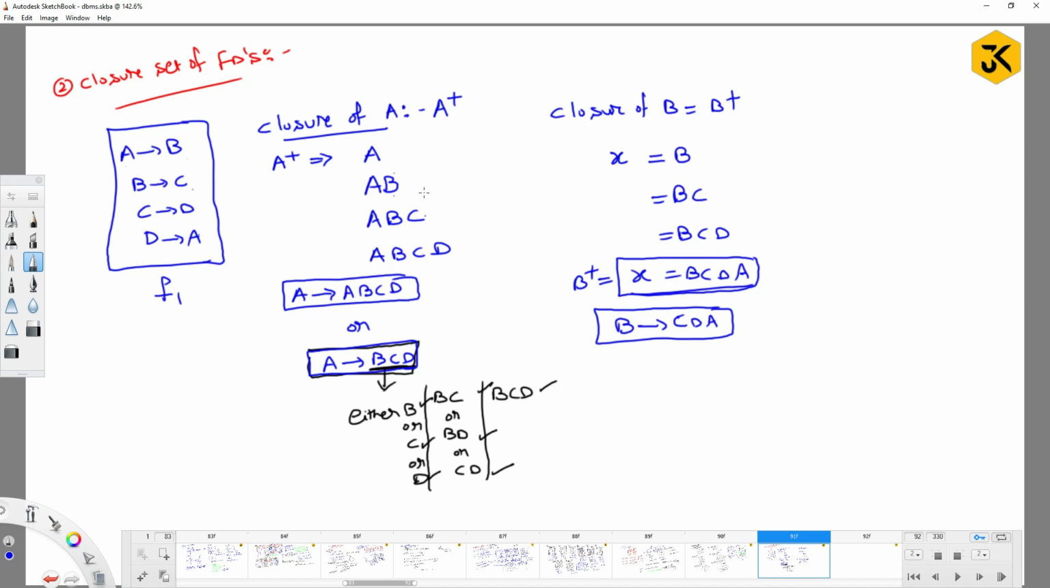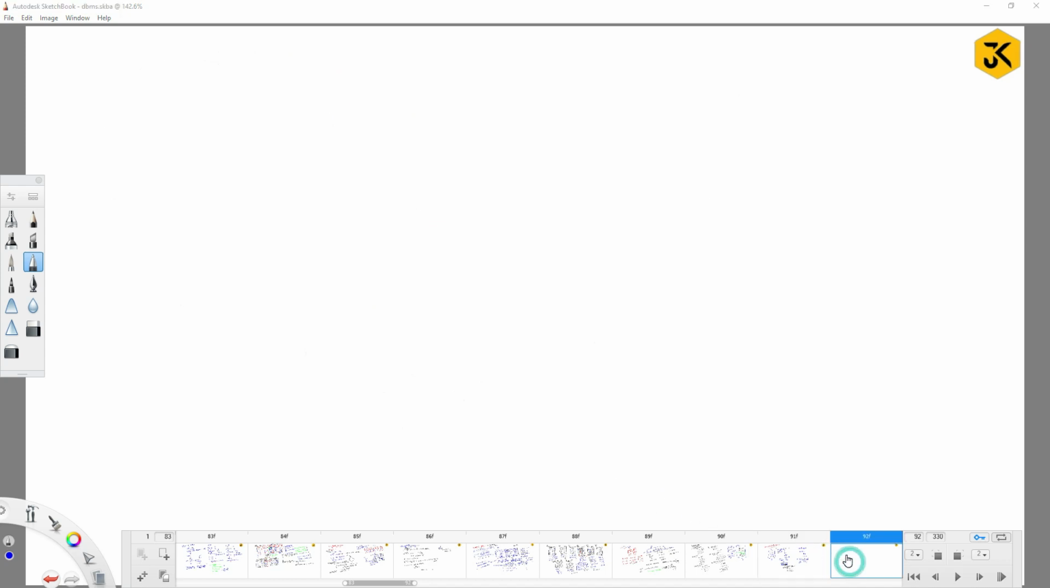Now with the help of a single step, can I determine what are the functional dependencies that are possible with respect to A or not? That's the advantage of closure set of functional dependencies. Okay, fine. So try to do the next one.